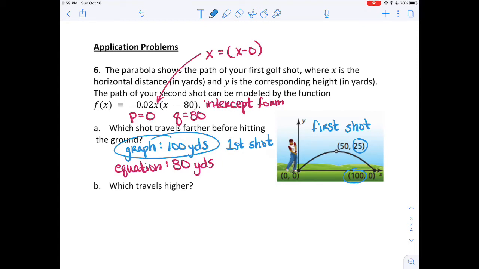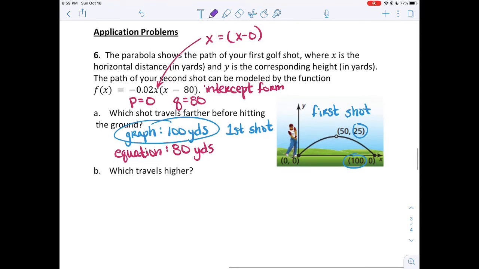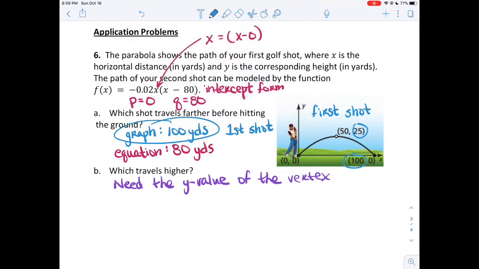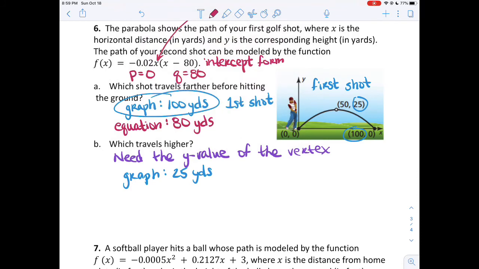Now we want to know which one travels higher. Well, I know that my first shot traveled up to a peak height of 25 yards. So I need to figure out the y value of the vertex for the equation. From my graph, my first shot was 25 yards, but I need to figure out what it is for my equation. So let's go ahead and work through this.